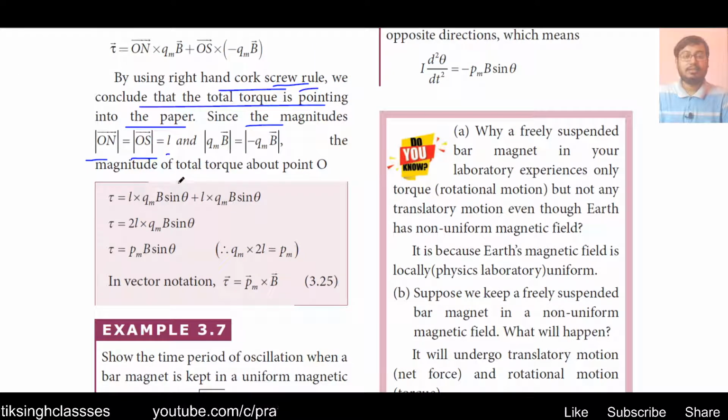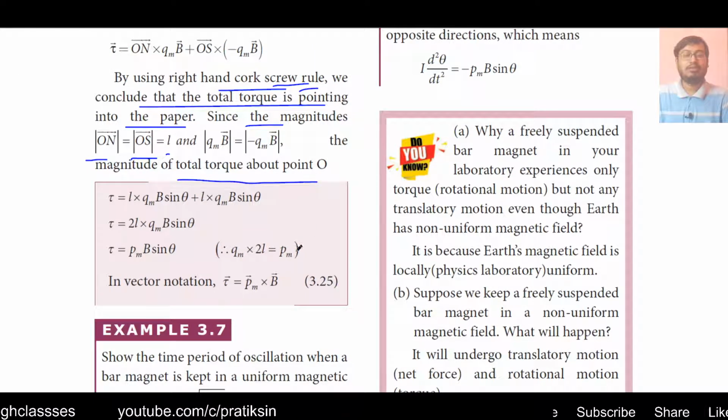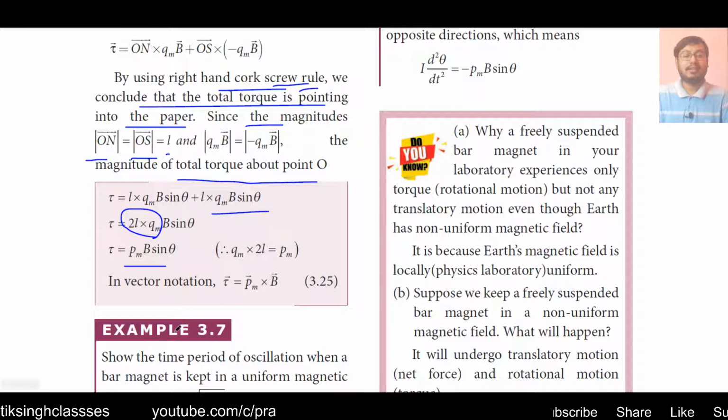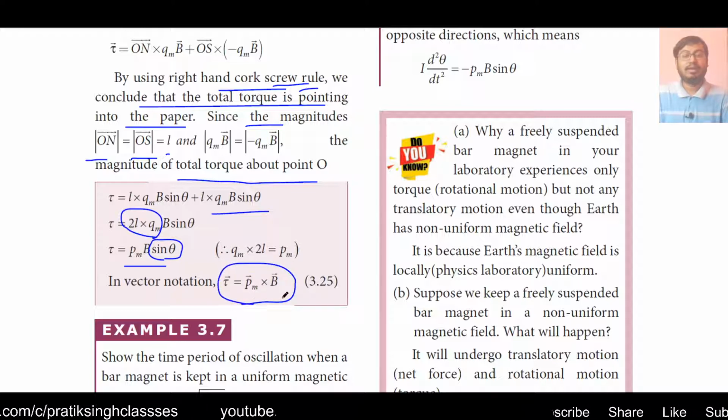The magnitude of total torque about point O is equal to L into QmB sin theta plus L into QmB sin theta, that is equal to 2L QmB sin theta, and Qm into 2L is equal to Pm. So we can write torque is equal to Pm B sin theta, and in vector form it is equal to vector Pm cross B. Because of sin theta it shows it is a cross product, and cross product means it is a vector quantity.